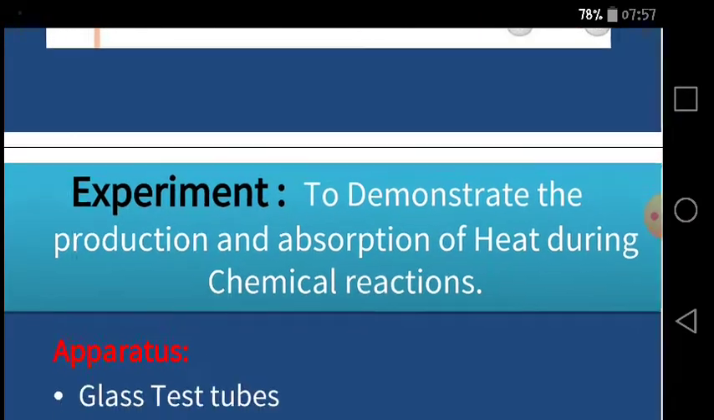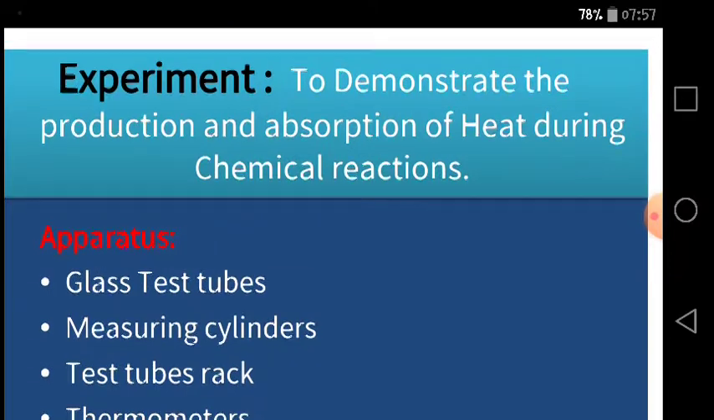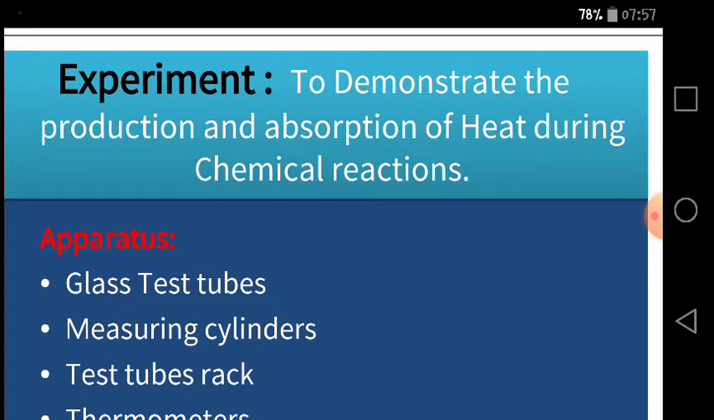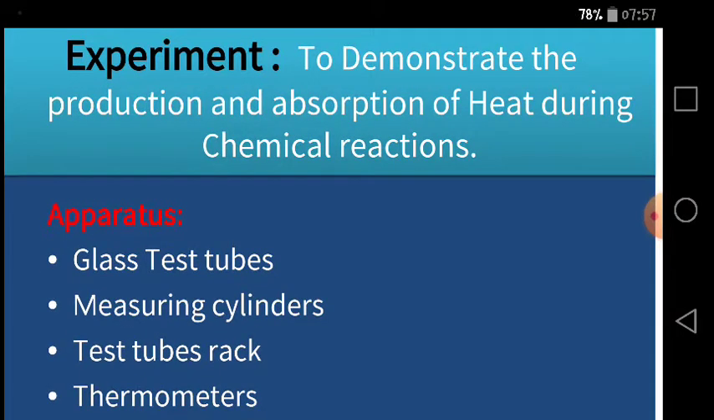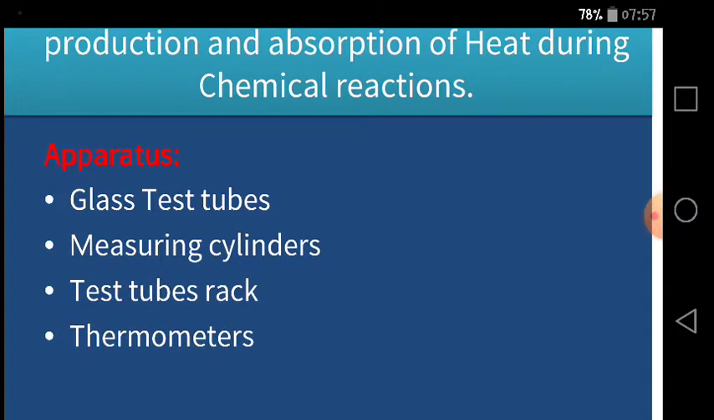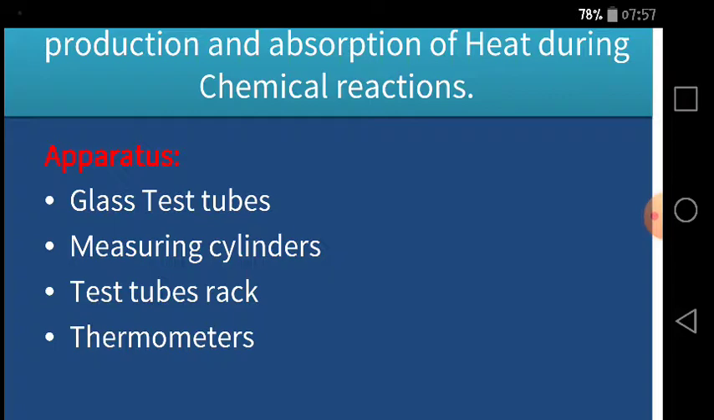Dear students, now we are going to focus on our experiment, and this is experiment number 10 according to your book. The experiment is to demonstrate the production and absorption of heat during chemical reactions. For this purpose, we need apparatus: glass test tubes, measuring cylinders, a test tube rack, and thermometers.